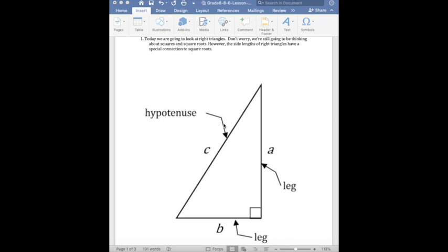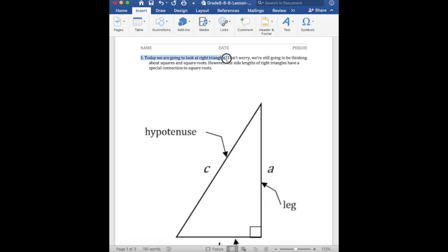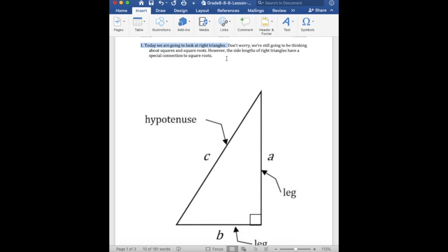Hopefully they will be clear as to what they're showing. It might be a bit advanced into the details, but hopefully visually you can see what's going on. And we're going to look at right triangles. So we're still going to talk about squares and square roots, but the side lengths of right triangles in particular have a special connection to square roots and squares. So we're going to start by looking at a couple of vocabulary words.